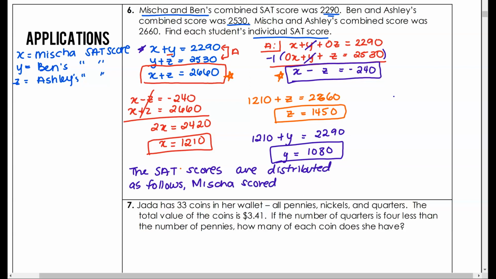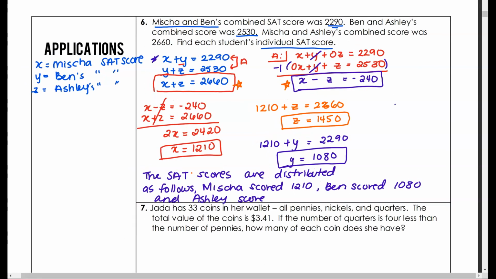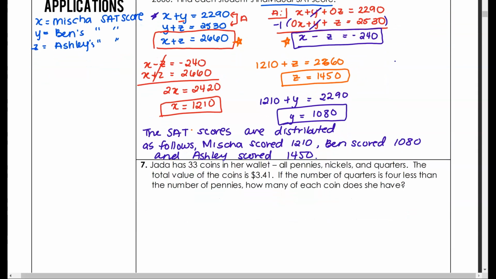So remember, that was x, 1,110. And then we had Ben, Ben was y, 1,080. And then we have Ashley, $1,450. And then that's it.